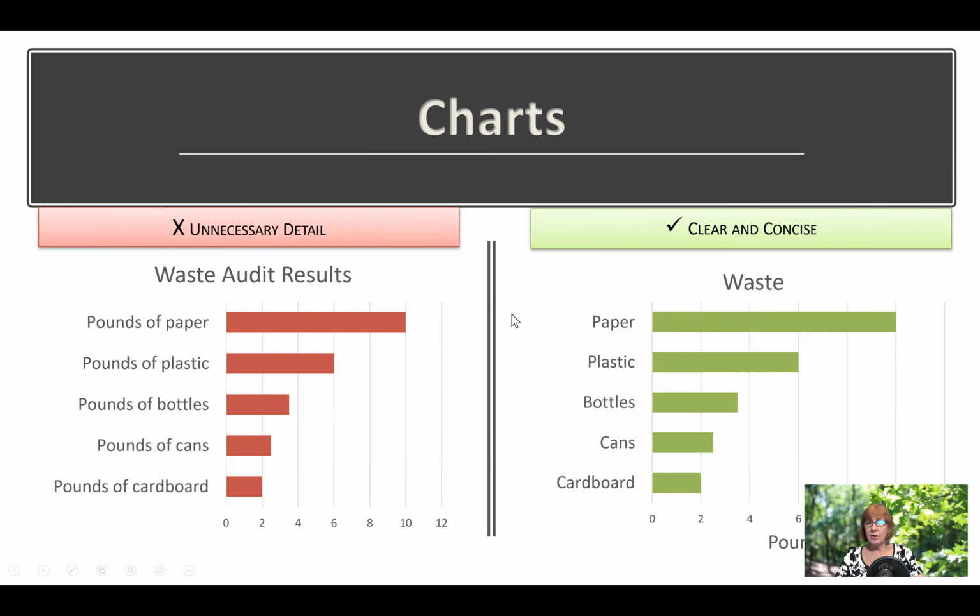When you're doing charts, keep them as simple as possible. You take a look at the one on the left, it has a lot of unnecessary detail. You see pounds of, pounds of, pounds of, and you can just say paper, plastic, bottles, cans, and keep everything simple and make sure the x-axis shows what that particular item is. It's pounds.